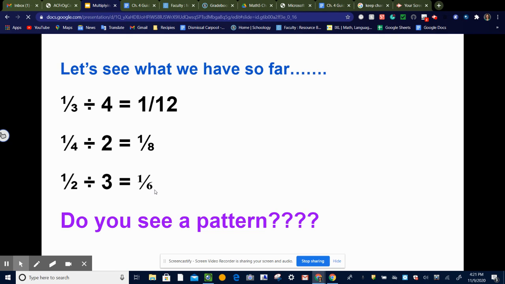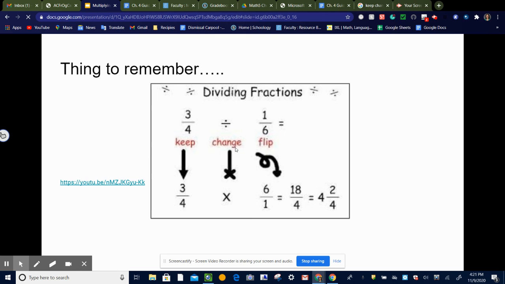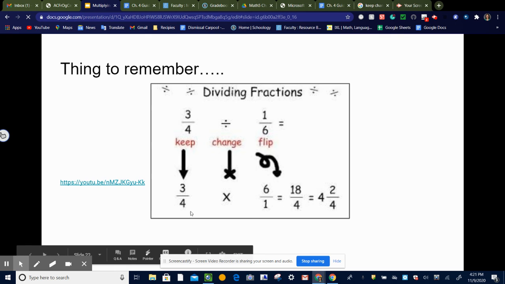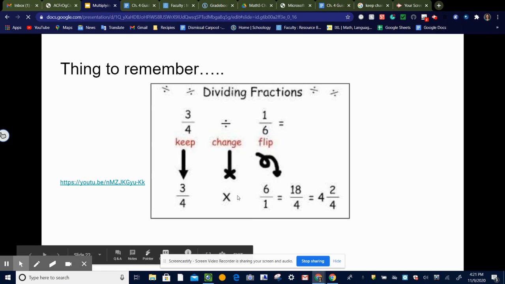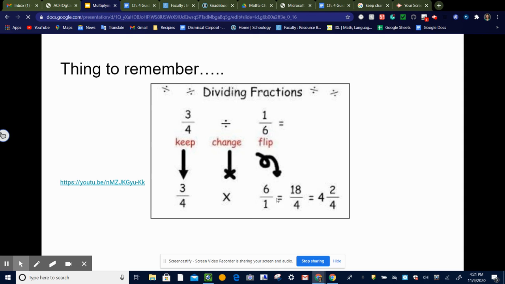So what you have discovered is the formula that we use to divide fractions. And we call that keep, change, flip. And what that means is we keep this first fraction the same. Notice that this started as 3/4. We kept it as 3/4. Then we change from a division sign to a multiplication sign. And then we flip this last fraction.